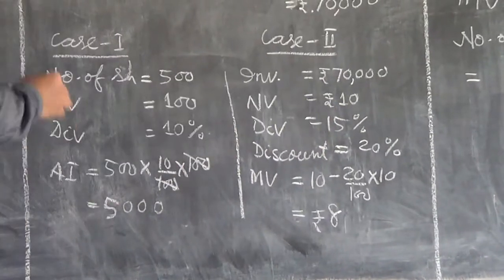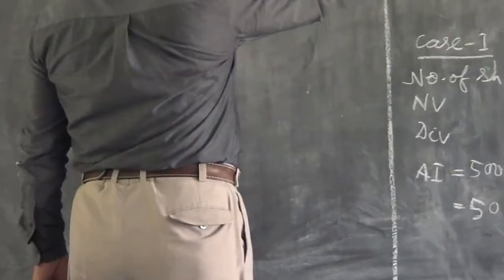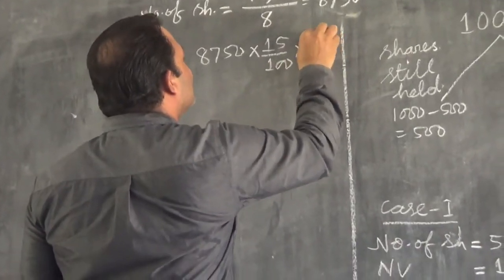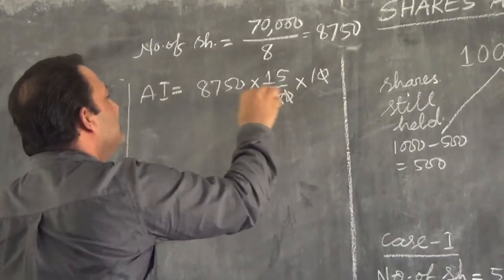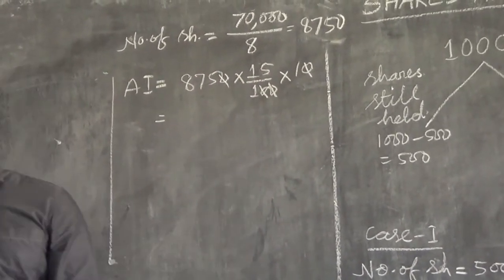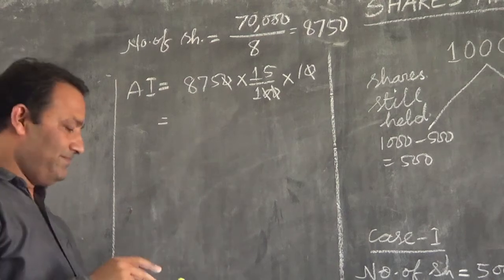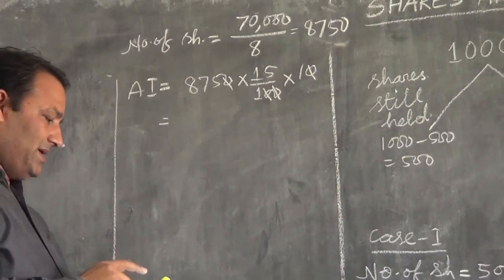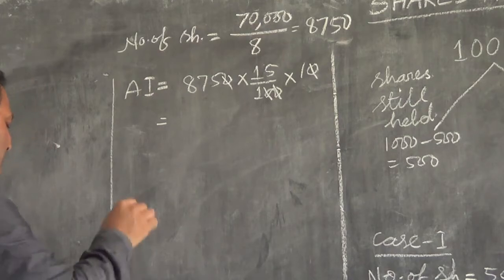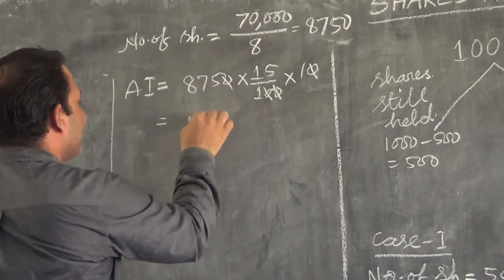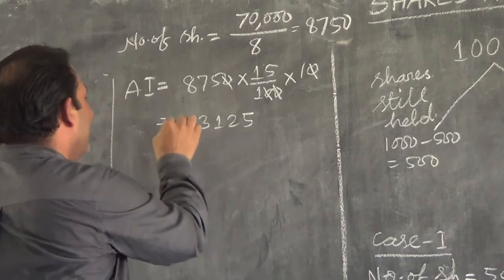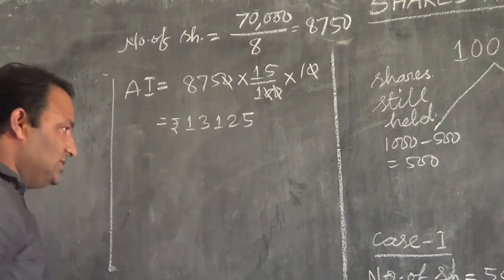So 15% of 10 we will take. 15 by 100 into 10. So 0 and 0 cancelled, 0 and 0 cancelled. Annual income equal to 875 into 15, which is 13,125. This is the annual income in case 2.